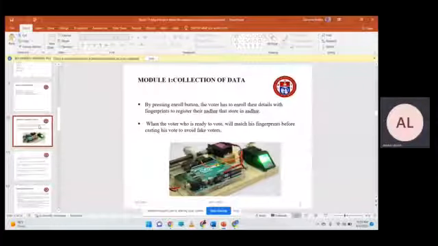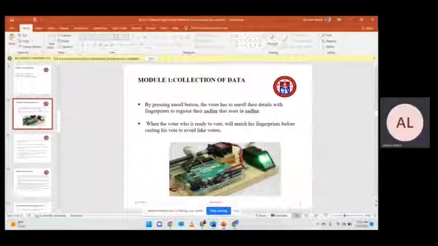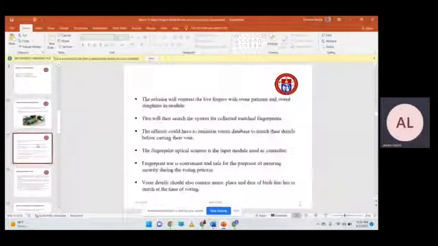While collecting data, we press the enroll button to enroll the details of the voter, which takes the fingerprint as well. When the voter is ready to vote, we match his fingerprint before casting his vote to avoid fake voting.